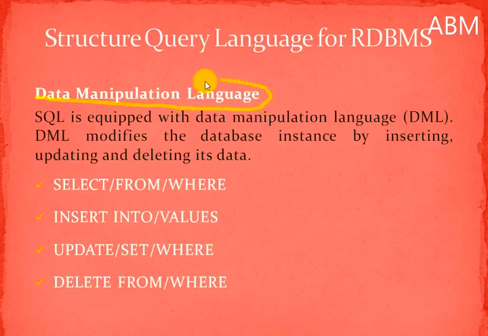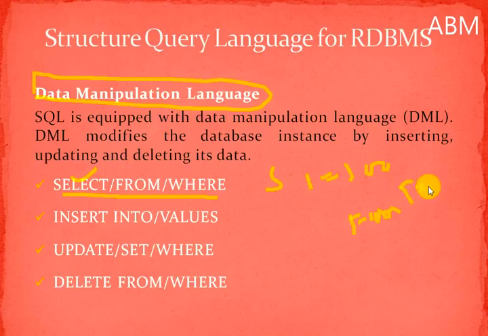Data manipulation language may contain different types of commands: select, from, where. We use select to select data from a particular table. For example, we can say select where id is equal to 100. We have to select those persons whose id is equal to 100. From where we have to select shows that table is equal to employee. This will be written here.